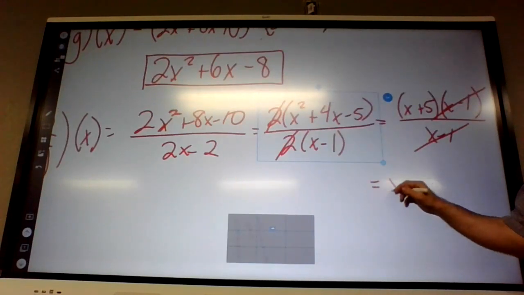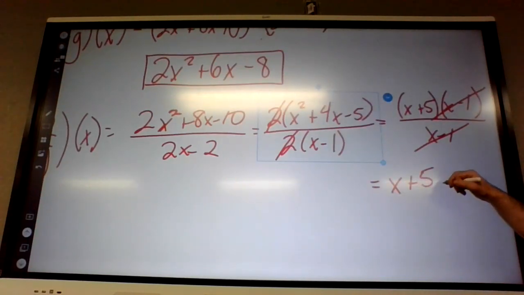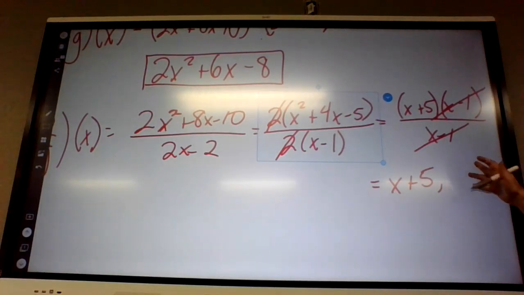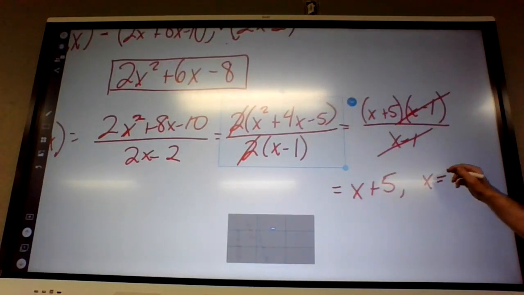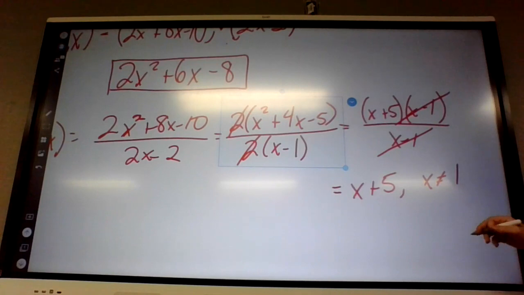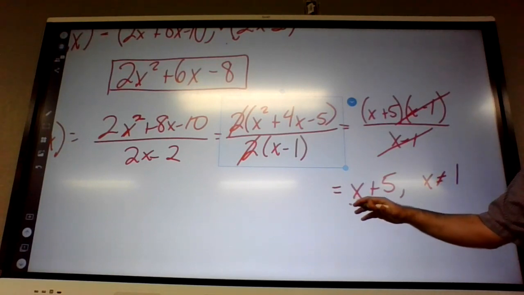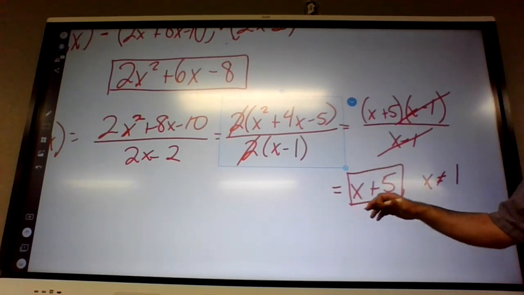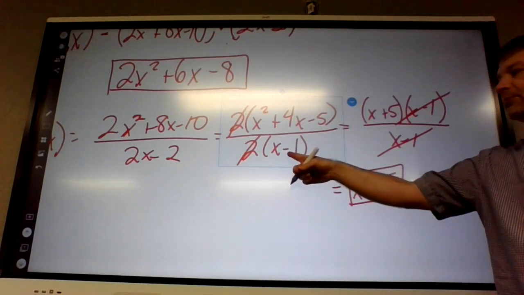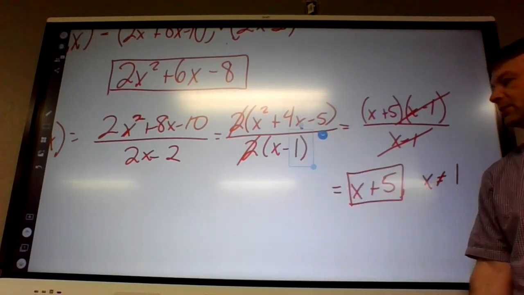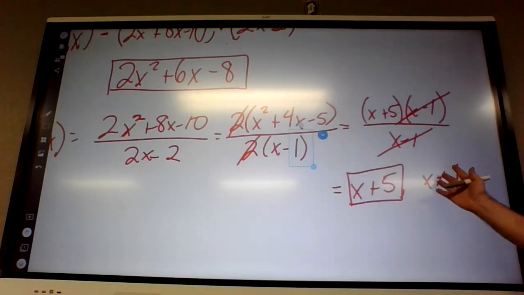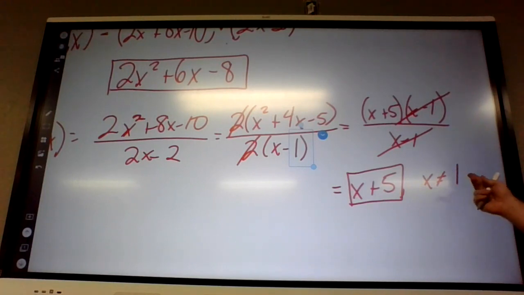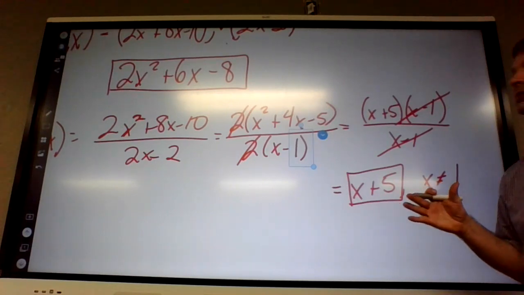So the book put x plus 5, but then they put a comma and x not equal to 1. Okay, because that would make it divide by 0. Yeah. So that's not really the answer, it's just like a little note off to the side, like it's x plus 5 is what it turns into except for x equals 1.